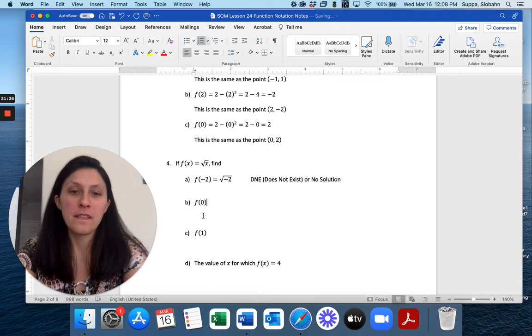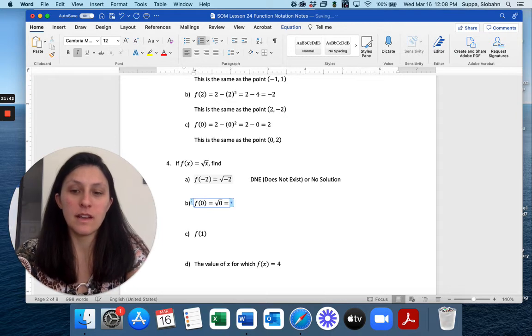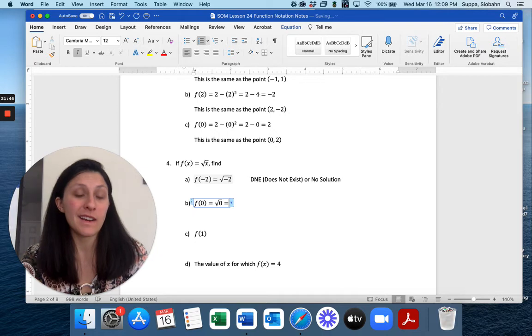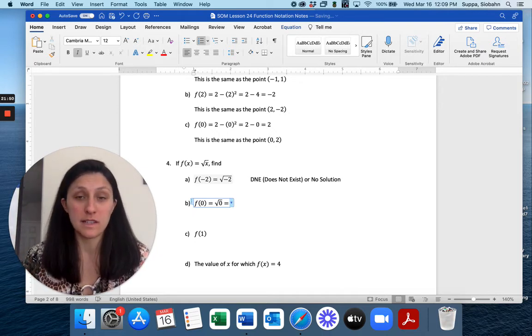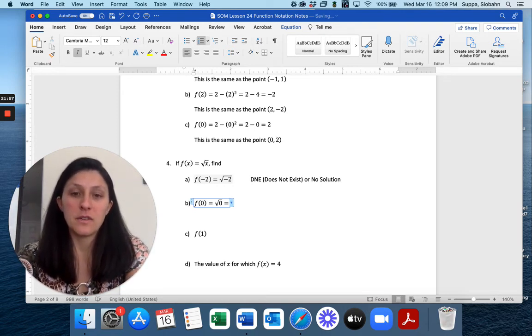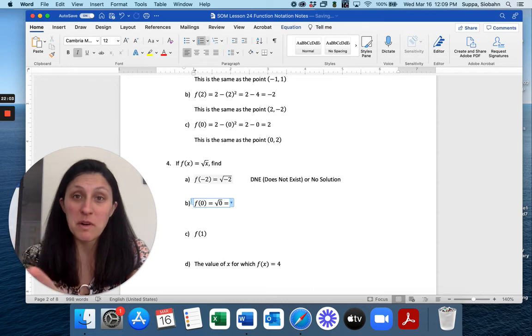Okay. So now f of 0 means substitute in 0 for x into the function, and you'll get the square root of 0. So you should check that on your calculator to see, do you get an answer or do you get an error? If you get an error, then the answer is does not exist. If you get a number, then the answer is whatever number you get. Okay, so hopefully you've tried this on your calculator. If not, you're grabbing your calculator right now and typing in square root of 0, and you're going to pause your video and see what you get.